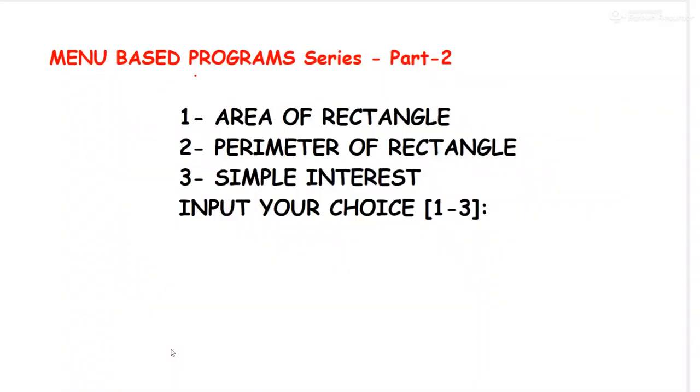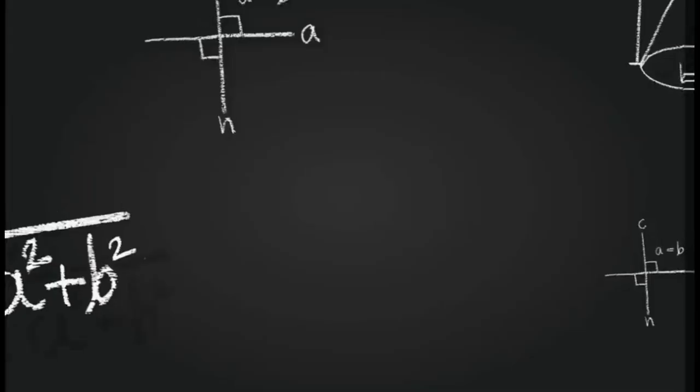In this tutorial, I am going to explain how to make a menu-based program. This is the second video in the series of menu-based programs. Here I am going to explain area of rectangle, perimeter of rectangle, and simple interest also in the menu-based program. So let's start the video.